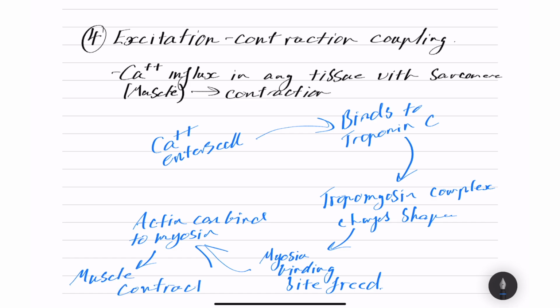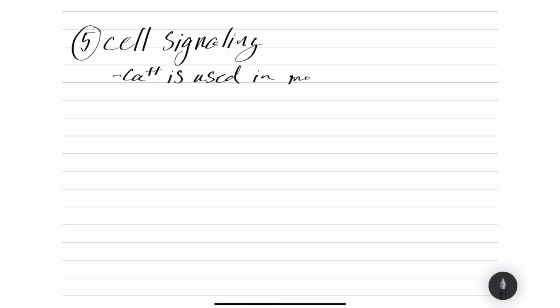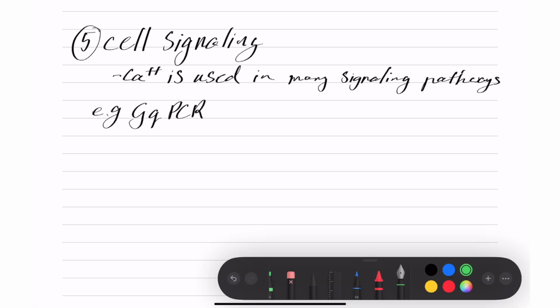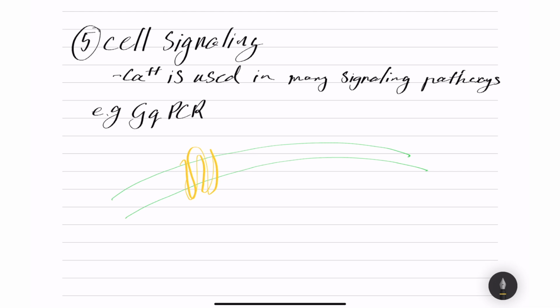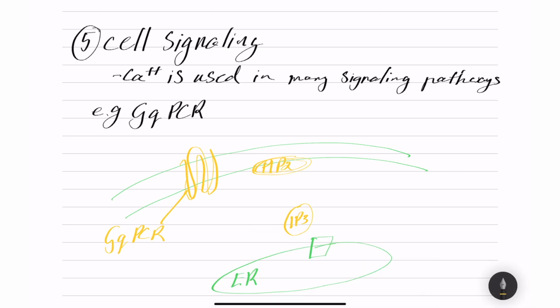Calcium doesn't just sit outside the cell and enter, it also sits within the sarcoplasmic reticulum or endoplasmic reticulum. Calcium is also used in cell signaling and many different signaling pathways. The example I'll use here is a G protein coupled receptor, specifically the Gq PCR, and this is the one that noradrenaline will bind to. So noradrenaline binds to it.